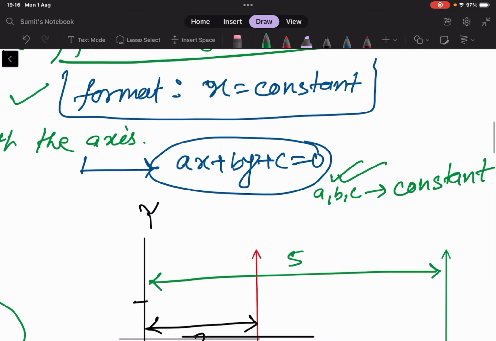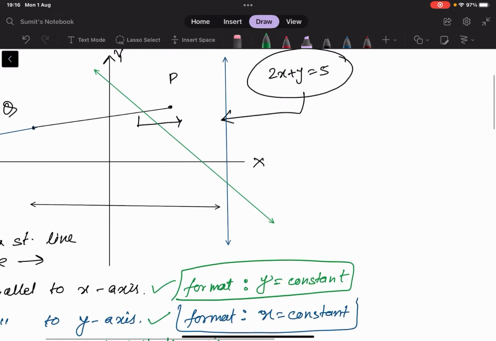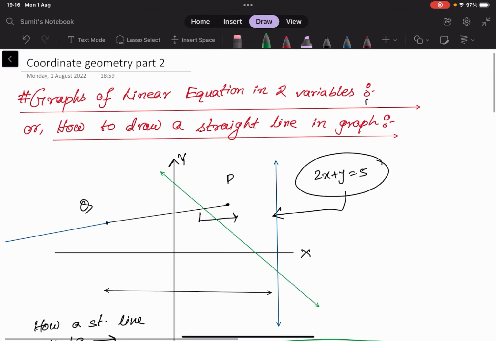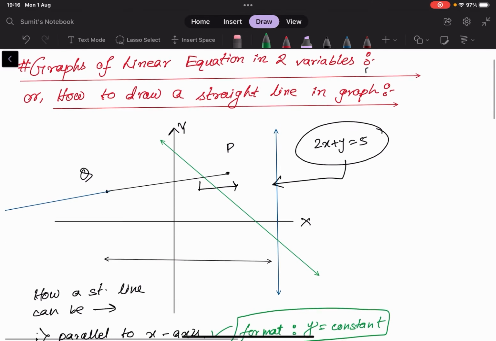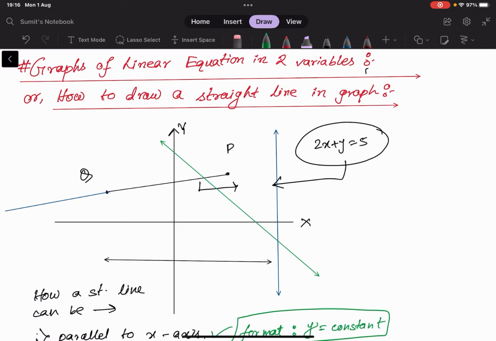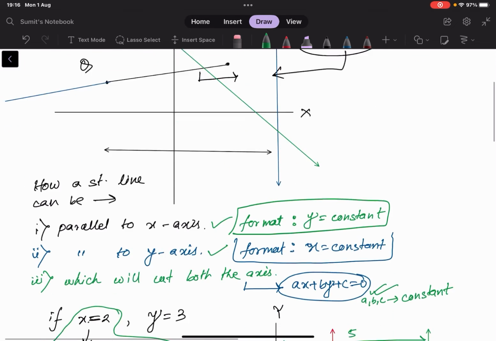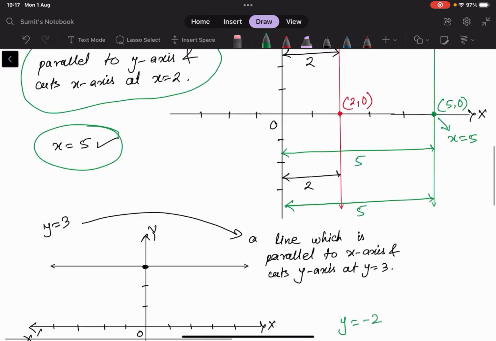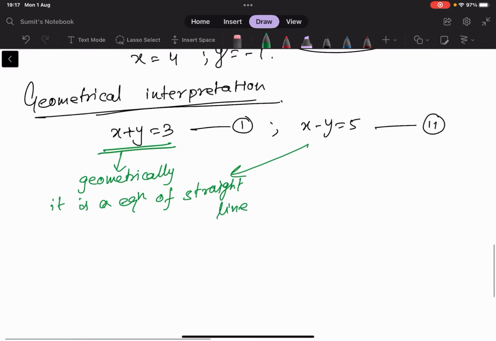So if an equation is in that form, any linear equation in two variables is called a straight line. What is the geometrical interpretation? We have learned any linear equation in two variables is called a straight line. That is the geometrical interpretation of simultaneous linear equations. So normally a simultaneous linear equation will be a straight line. Let's repeat again: geometrically, a straight line is a linear equation in two variables.